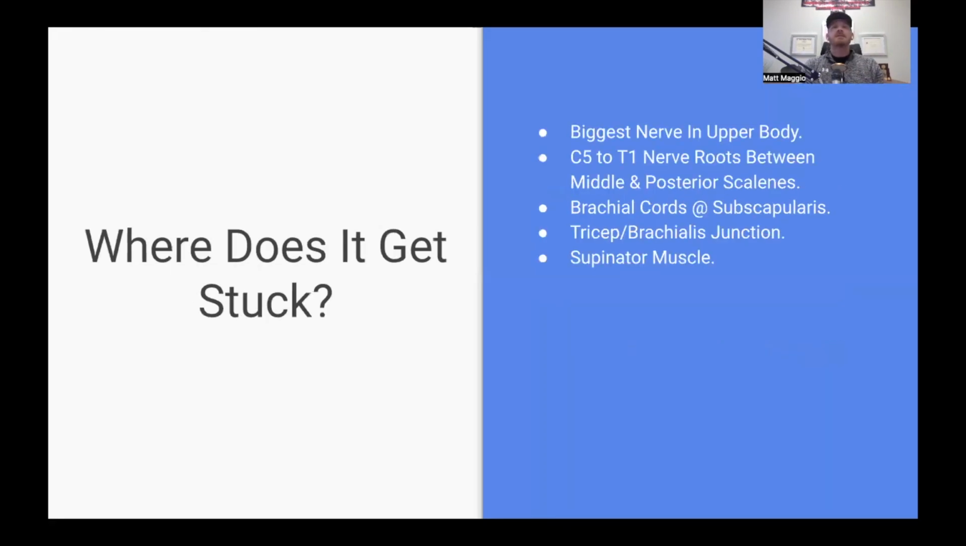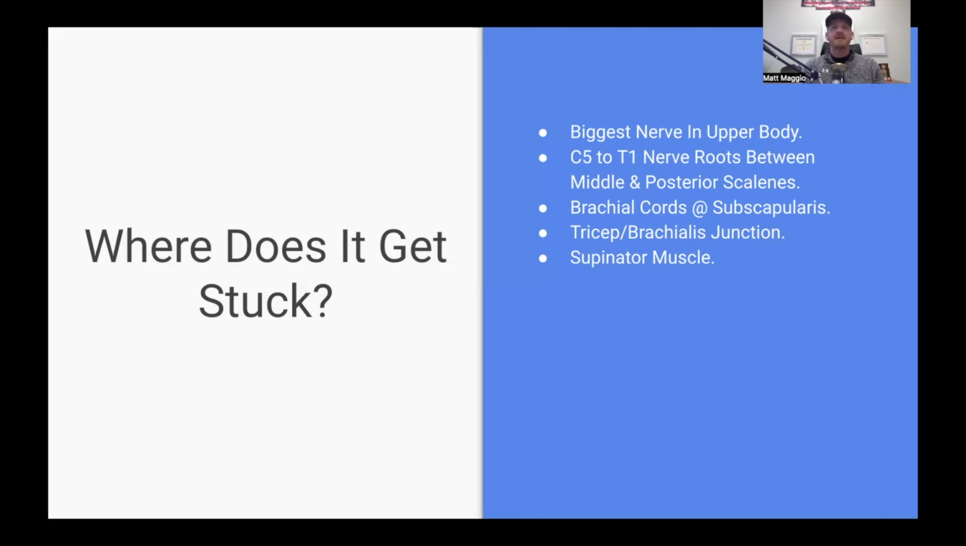So where does it get stuck? One interesting fact about the radial nerve is it's the biggest nerve of the upper extremity. There's a lot of nerves up there, and I've covered a lot of them throughout this series, but this is by far the biggest nerve and has the biggest contributions to it as far as where it goes. Where it gets started is up top in the scalenes and the nerve roots up there, and it actually is part of the C5 all the way to the T1. So it basically controls a lot of that upper extremity as well.